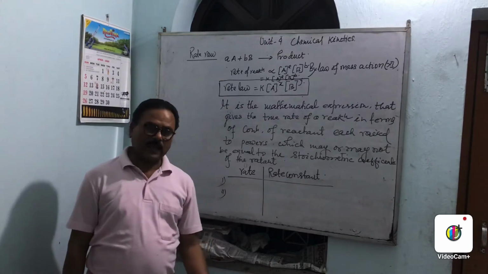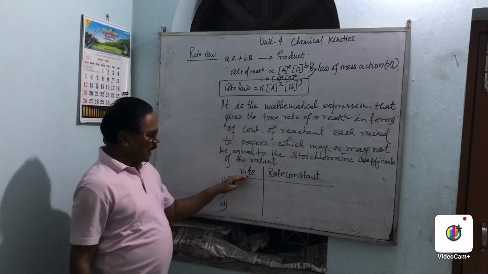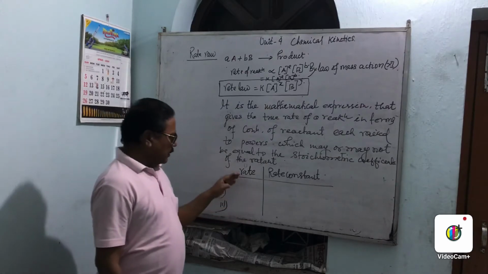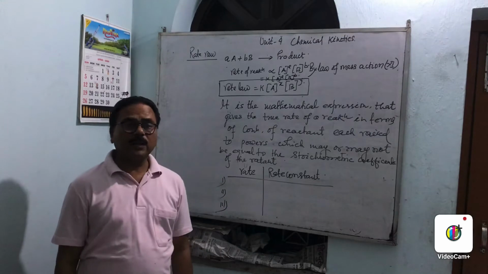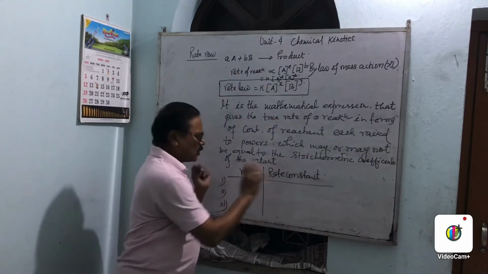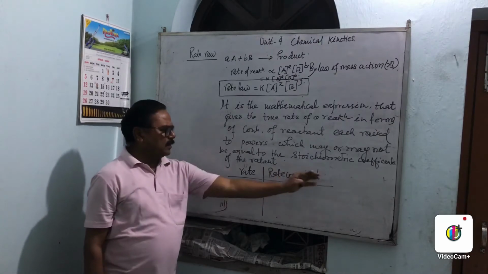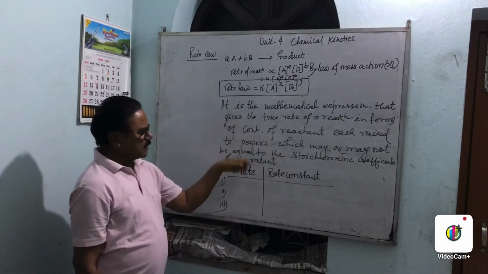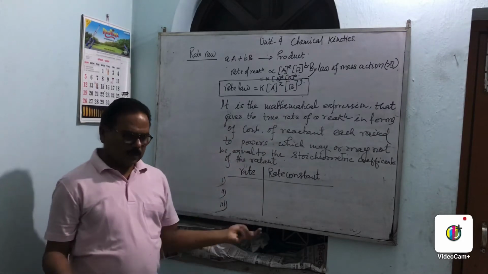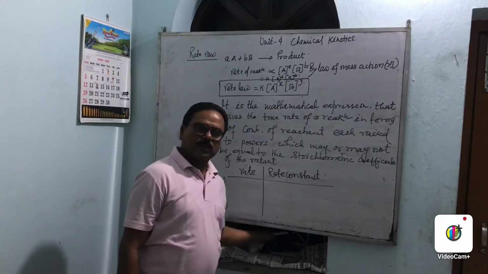order of a reaction. Third, the rate depends upon the concentration of the reactant, while the rate constant is independent of the concentration of the reactant. So this difference is also asked. You must know the difference between the rate and the rate constant of your reaction. And when the specific rate is asked, then we take the concentration of both the reactants equal to unity.